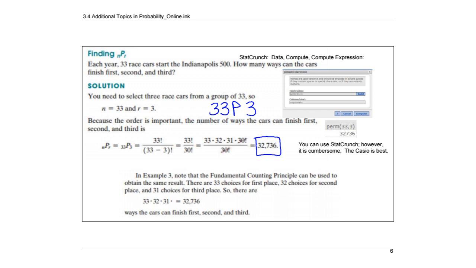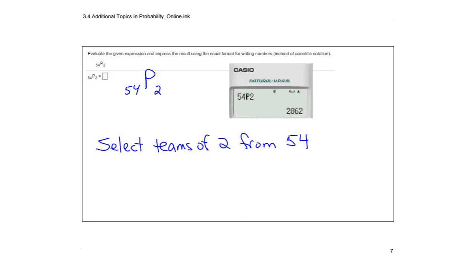So if you put that in your calculator, don't worry about this. This is StatCrunch. Use your calculator. If you put it in your calculator, you're going to type the 33, hit Shift multiplication to get the P, put 3, and you see that you get 32,736 different ways that 33 cars can come in first, second, third. It's crazy, isn't it? Okay, some of the homework problems are really quick and easy. They give you 54P2. You put it in your calculator and you get 2,862.